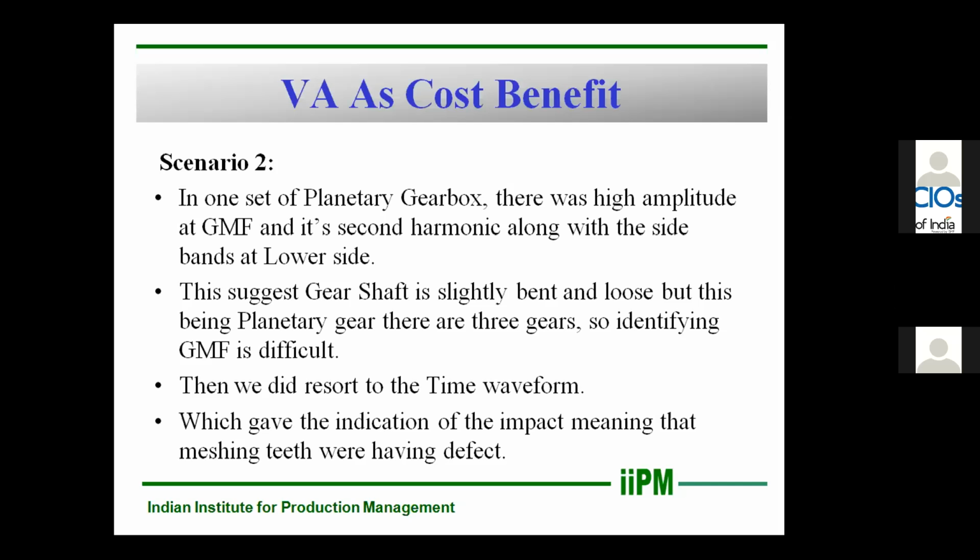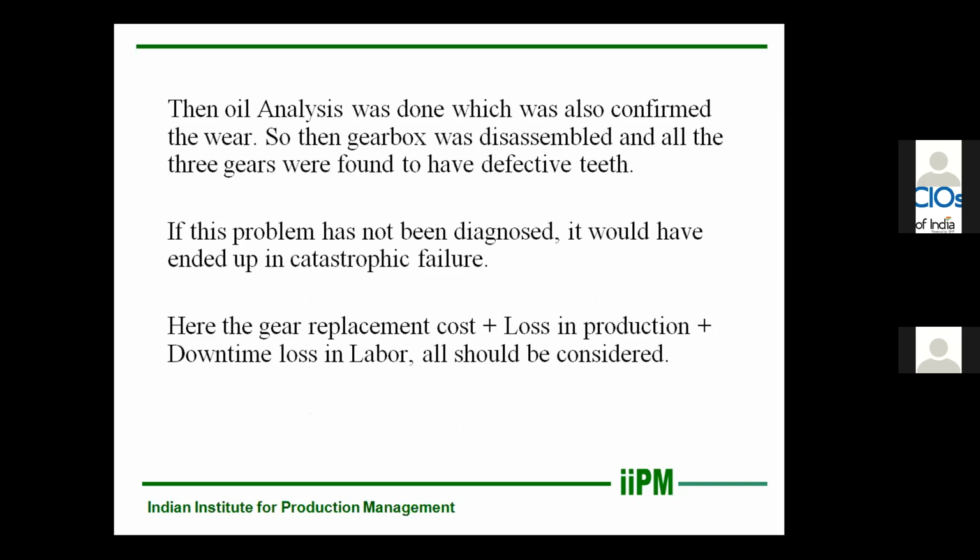So there we have done analysis. We found that the gear shaft is slightly bent and loose. But since a planetary gear has more than 3 gears, because of the sun gear and the planet gears, identifying the gear fault was found to be difficult. So we did analysis on the time waveform. It gave the indication that its teeth were having a defect.